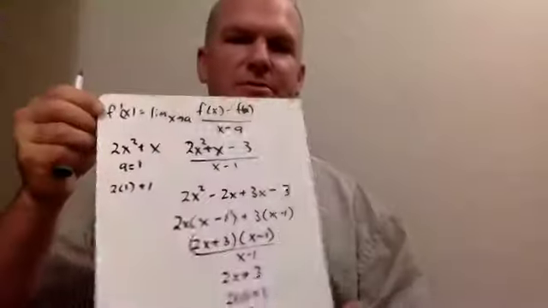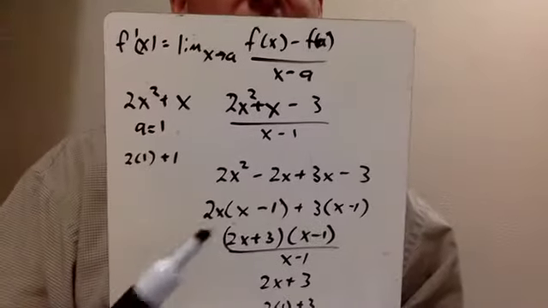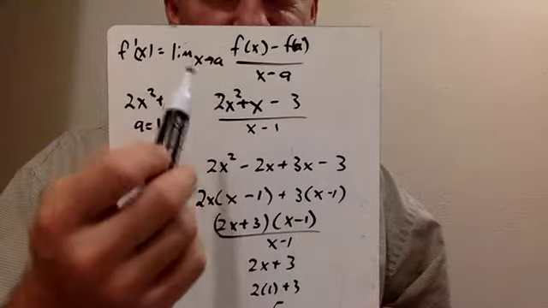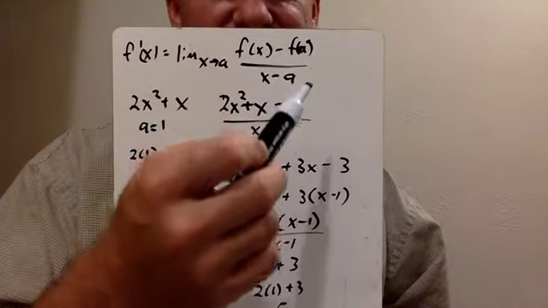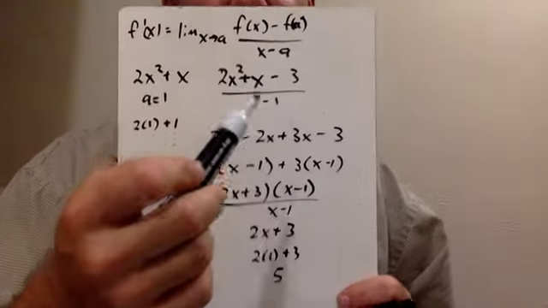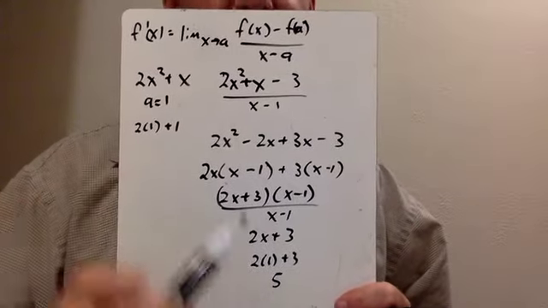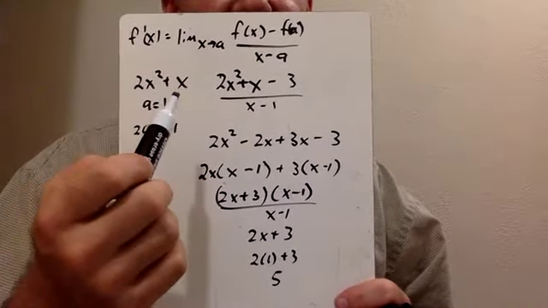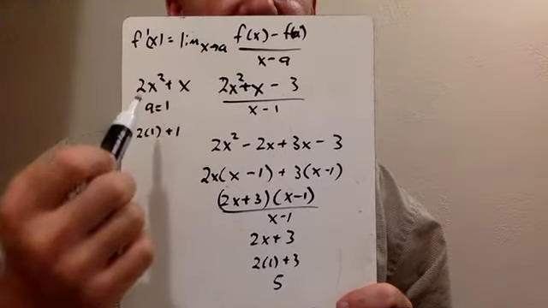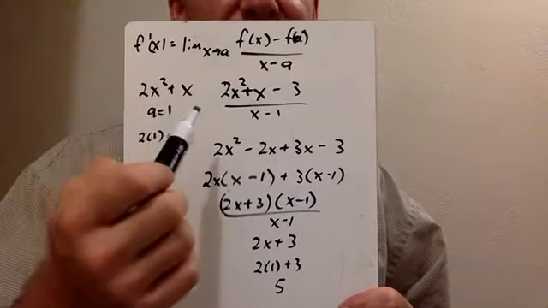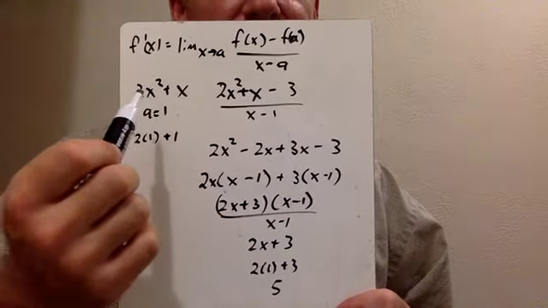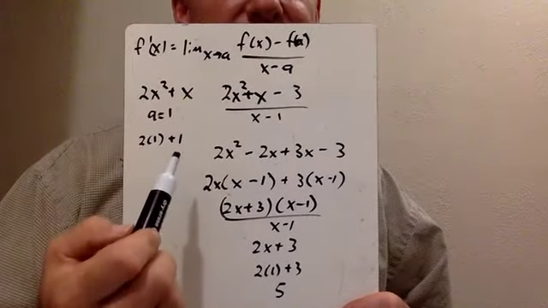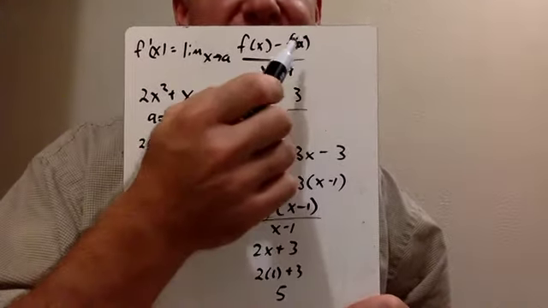The same example, 2x squared plus x. This is using a limit. This function right here, f of x minus f of a all over x minus a, will eventually get you to the same answer, 5. It's just way more complicated. But let's go through it here. So off to the side here, this is our problem, 2x squared plus x, and if you evaluate that at 1, you get 1 squared is 1, 2 times 1 is 2, 2 plus 1 is 3. That's what the f of a is.